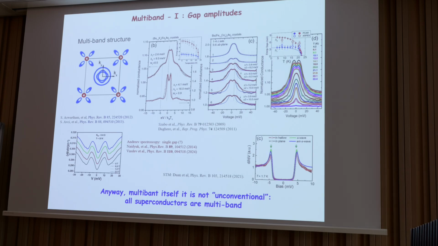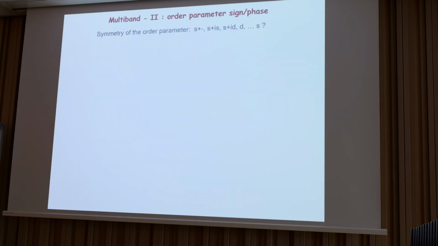Anyway, multiband or not, I would say that this is not unconventional. Multiband is very common for all superconductors. This is my statement, and I will show you some results a little bit later. What is more important is the phase of the order parameter, not the amplitude, but the phase. And we have seen a variety of different scenarios from S++ to S+- and a variety of them. Of course, it may not be universal, it may depend on the compound, but we are interested in being able to measure this.